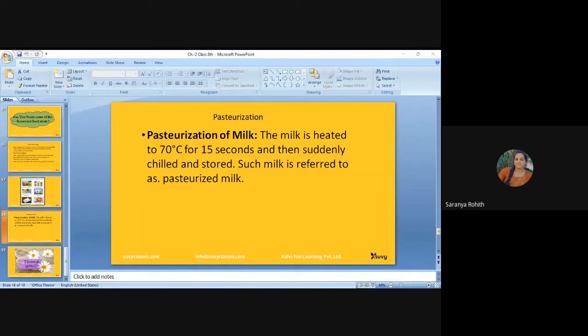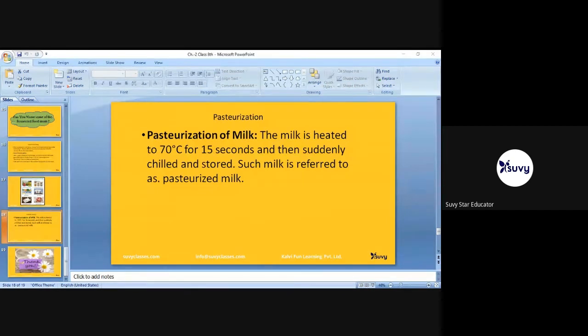Ma'am, for curd, what do they do? Are they keeping it in the fridge? No, they don't keep it in the fridge. There is a very long pipeline, and in the pipeline the temperature is maintained by a thermostat. The temperature is maintained in the pipeline.